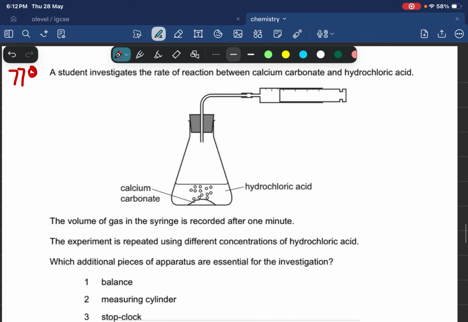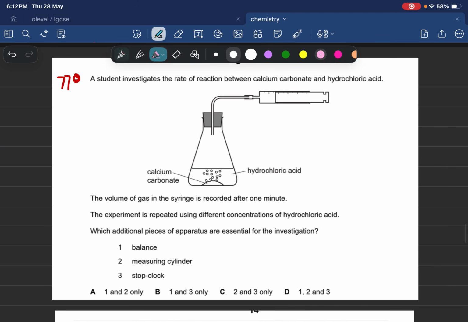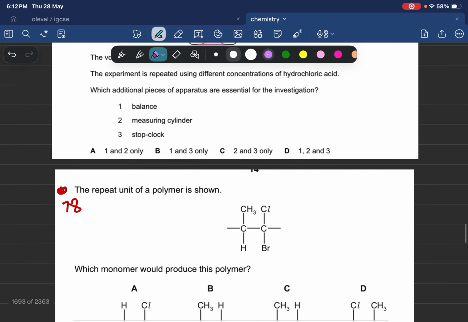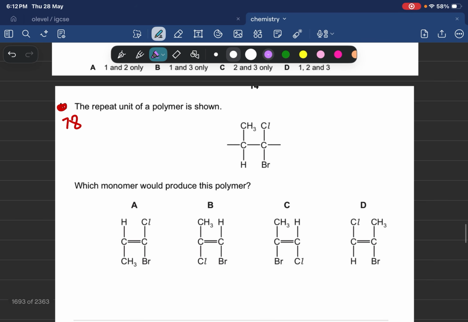A student investigates the rate of reaction between calcium carbonate and hydrochloric acid. So you have your calcium carbonate here, you have your acid here. I think we've done this question. Yeah, we've done this.